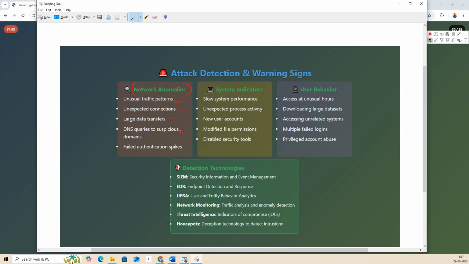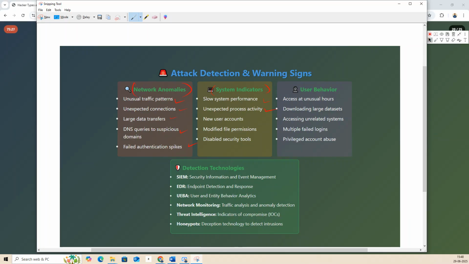DNS queries to suspicious domains might indicate malware trying to communicate with attackers. A spike in failed authentication attempts often indicates password attacks or credential stuffing. Then system indicators are often the first sign that something's wrong. Slow system performance might indicate cryptocurrency mining malware or intensive malicious processes.